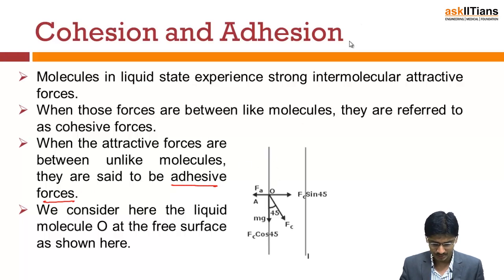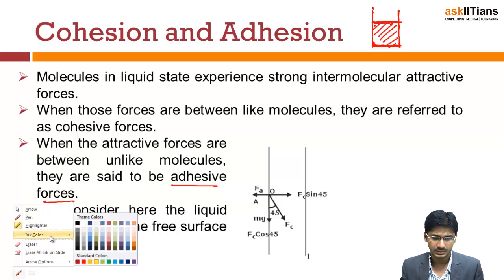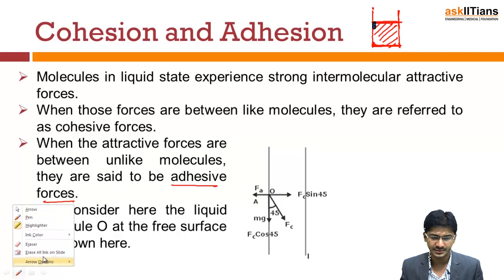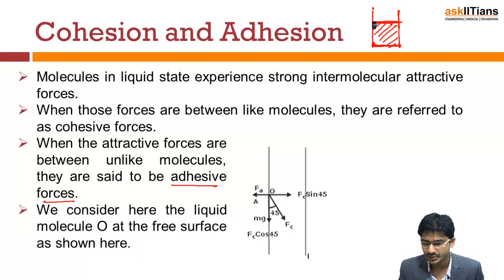Now consider a surface here like this. This is a liquid. If you consider a molecule of the liquid in this region, this molecule is attracted by all of the liquid molecules present throughout from this region to this region. So the net force will be somewhere like this. This is the force due to the liquid on the liquid molecule. This kind of force is called cohesive force because it is between liquid and liquid.